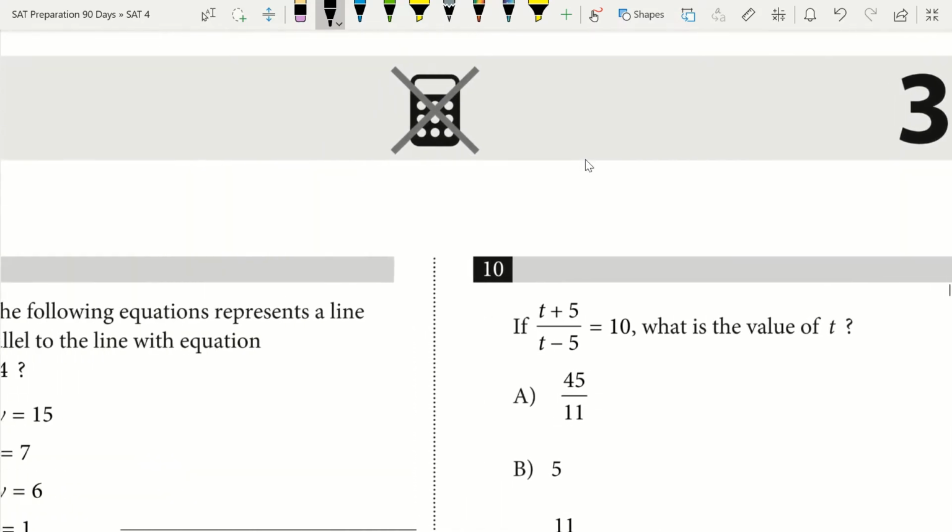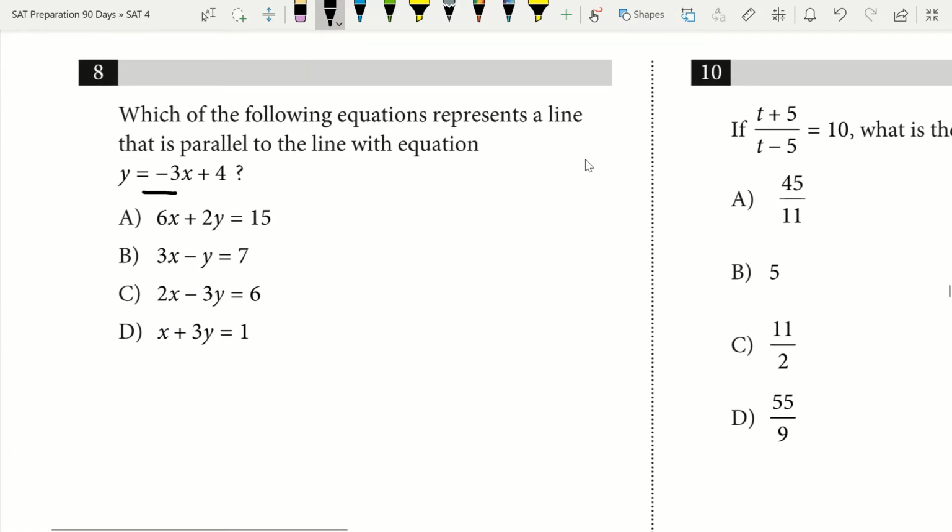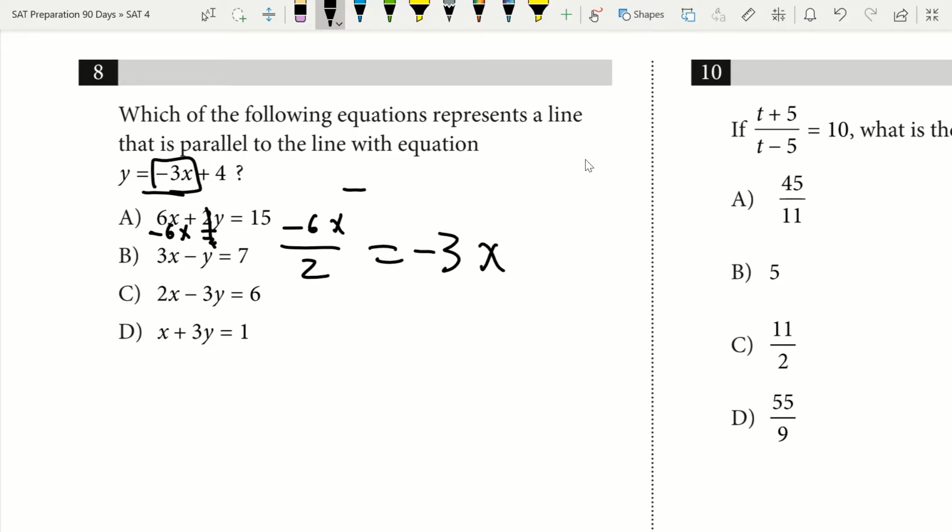Moving down, now I've got question 8. Which of the following equations represents a line that's parallel to this one? If it's going to be parallel, I see I've got a slope of negative 3x, so I need to have another slope with negative 3x. I've got to just go through options A through D. That's the only way here. If I subtract 6x from each side, negative 6x, then divide by 2y, I end up with negative 3x. So that's going to have the same slope for A.